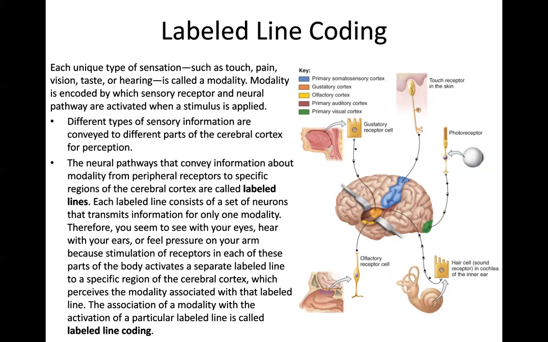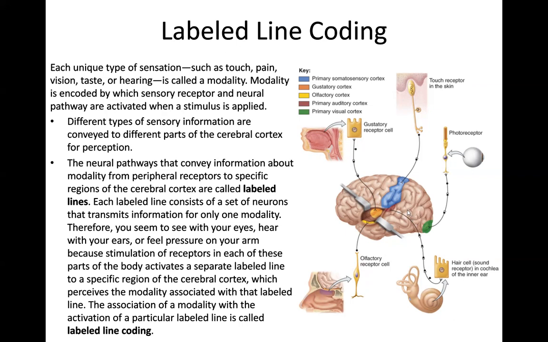Okay. Looking at the figure on the right, we've got all sorts of different sensations illustrated. We've got in the mouth, gustatory receptor cell, that's going to be carrying signals for the sense of taste. Touch receptors in our hand or in the skin, doesn't matter what part of the body, I should say, responding to the sensation of touch. Photoreceptors involved with vision, hair cells in the ear for hearing, olfactory receptor cells in the nose for smell. Okay. Those different sensory signals are being conveyed to different parts of our cerebral cortex for perception.